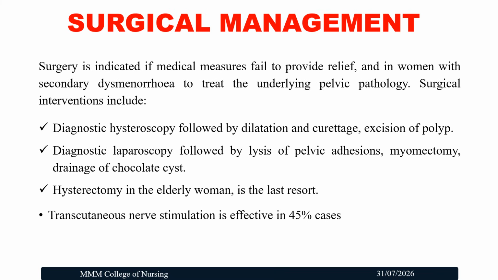Coming on to the surgical management, it can be done only if it is indicated and if the medical measures have failed to provide relief in the woman with secondary dysmenorrhea. So to treat the underlying pelvic pathology, we can go for surgical management. First, diagnostic hysteroscopy followed by D and C, which is nothing but dilatation and curettage, and excision of the polyp.